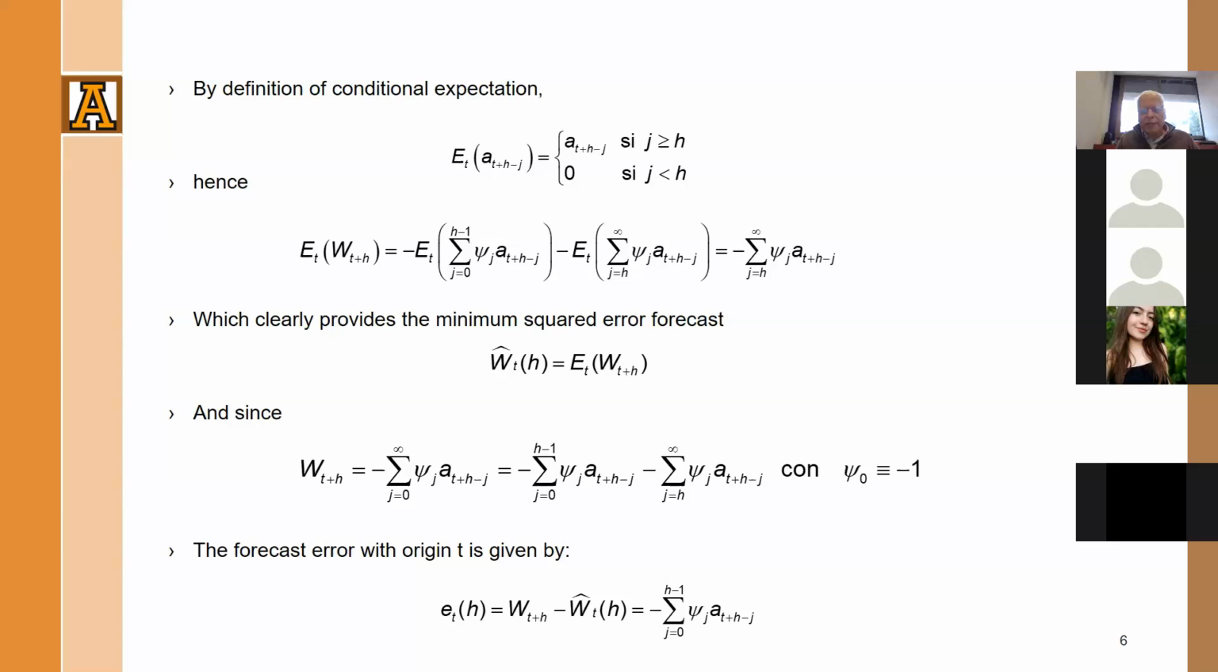We're trying to forecast, and we choose among all forecasts that are linear combinations of the past. We want to choose the forecast that minimizes the mean square error for that forecast. Okay, that's the optimal forecast, and that turns out to be the conditional expectation of W_{t+h}, H periods ahead, which we don't know, given that we have information up to time t.